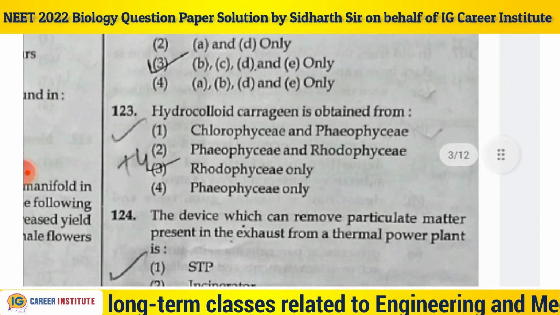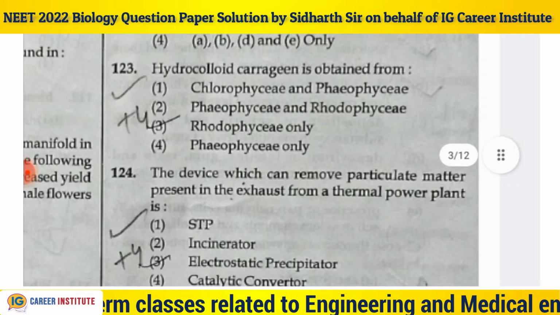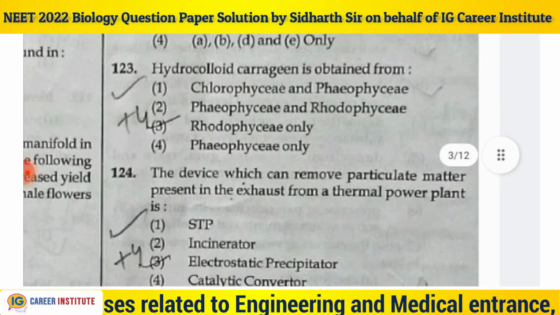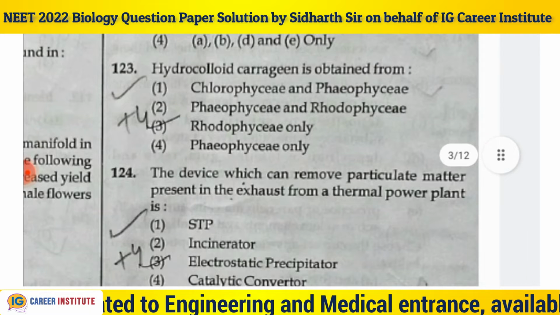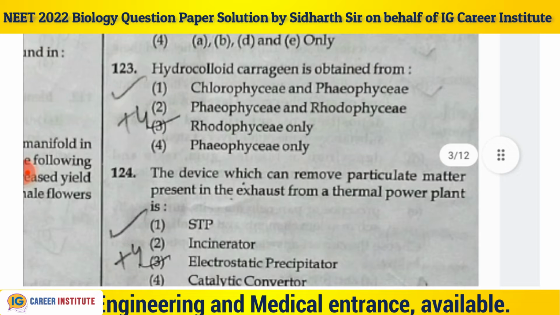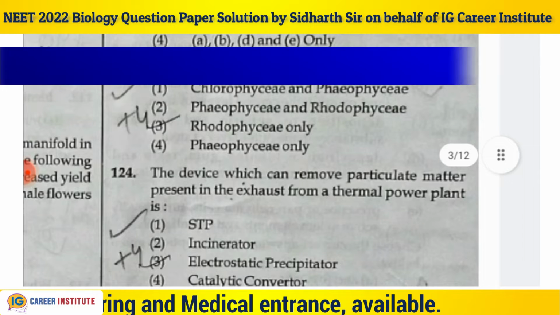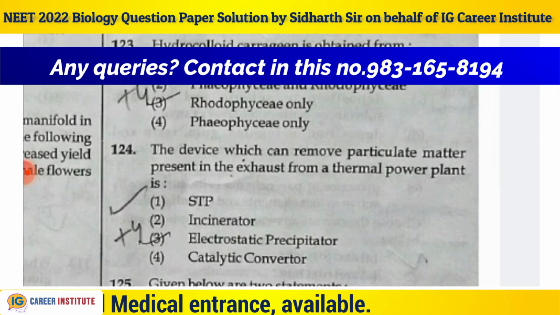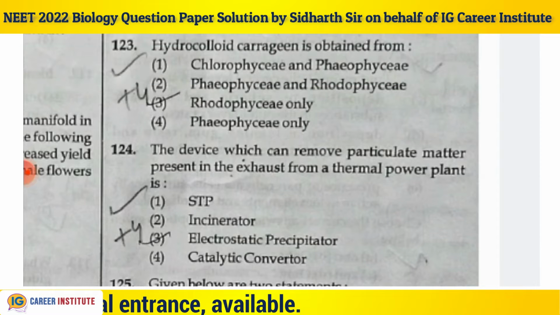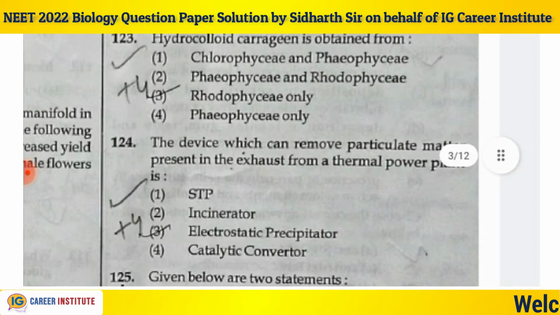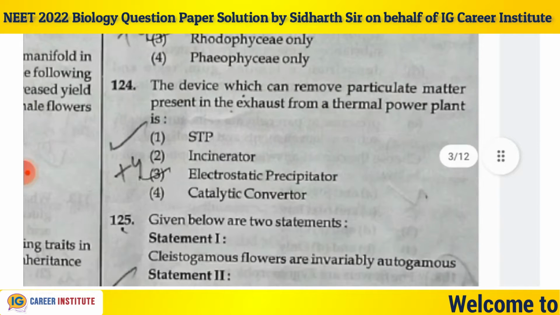Then comes question 123. Hydrocolloid carrageenan is obtained from Rhodophyceae, right? Algin and carrageen. Algin from brown algae, Phaeophyceae, and carrageen from red algae, Rhodophyceae. NCERT. Question 124. The device which can remove particulate matter present in the exhaust from a thermal power plant is the electrostatic precipitator, right?